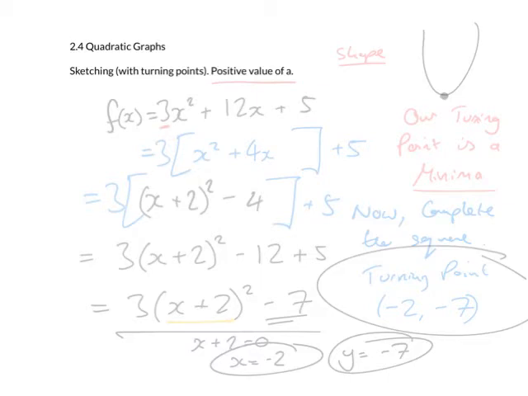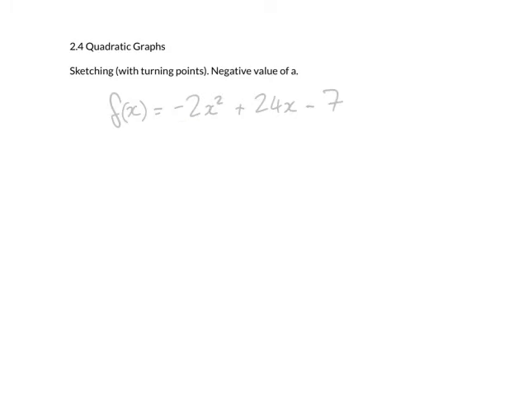Next, we're going to look at values where a is negative. This is an example where a is negative. The first thing we notice is that a is negative, and so the graph is like a sad face, like an upset mouth. We can see that our turning point is a maxima in this case, so it's a maximum value. It's the same idea, completing the square, to find the coordinates of this maximum value.